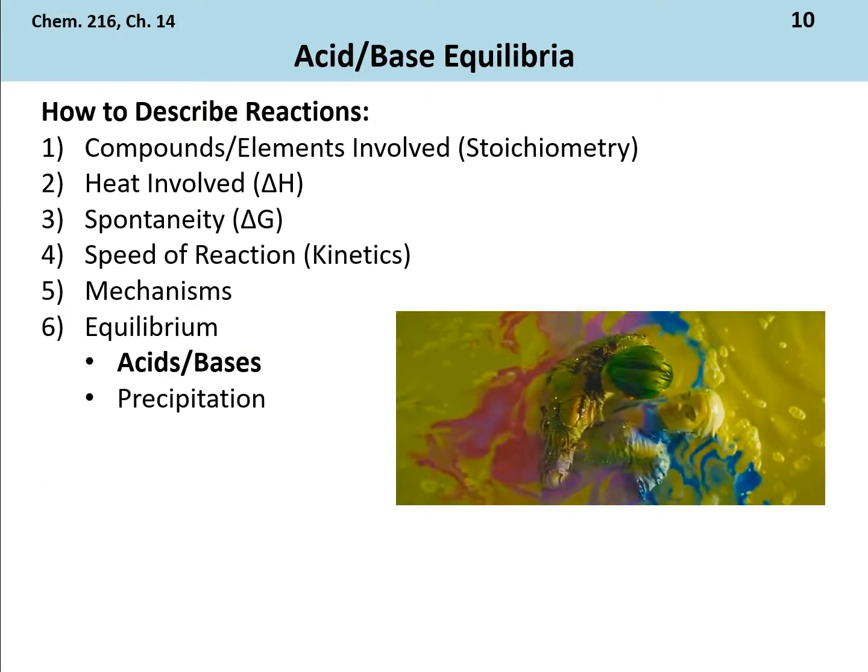Okay, so now let's move on. Now we're going to start chapter 14. Chapter 14 is all about acids and bases. So we've talked about mechanisms, and we talked about equilibrium in this section. Now we're going to talk about acids and bases, and then later a little bit on precipitation. All right, so we learned about acids and bases in 215.